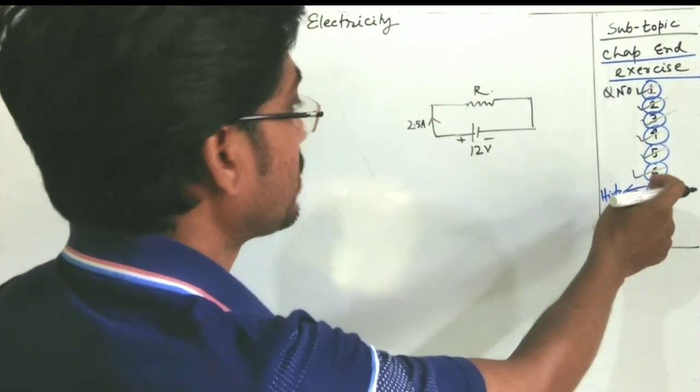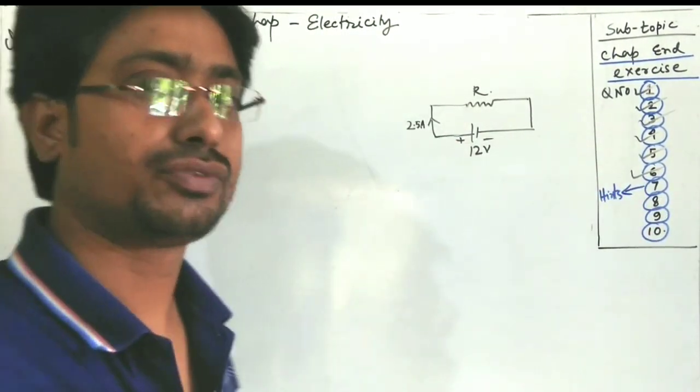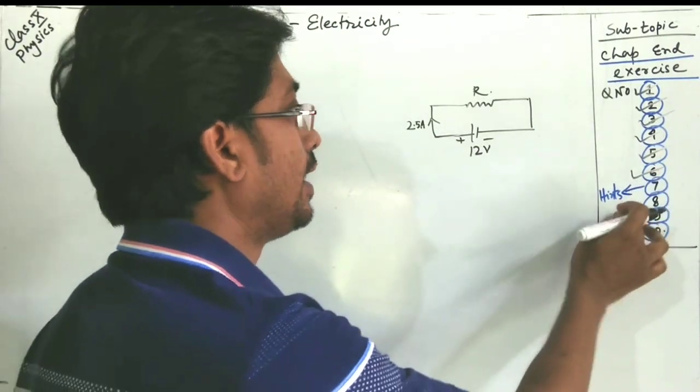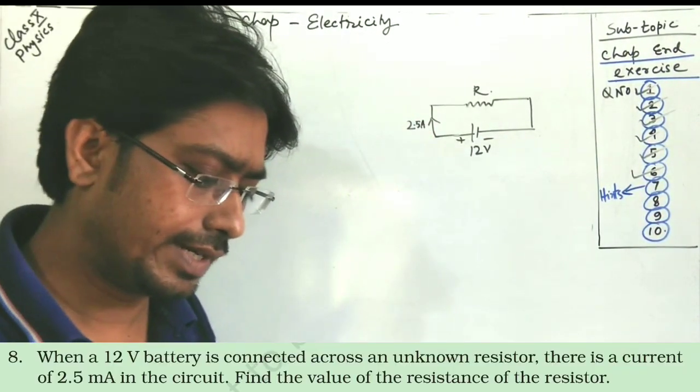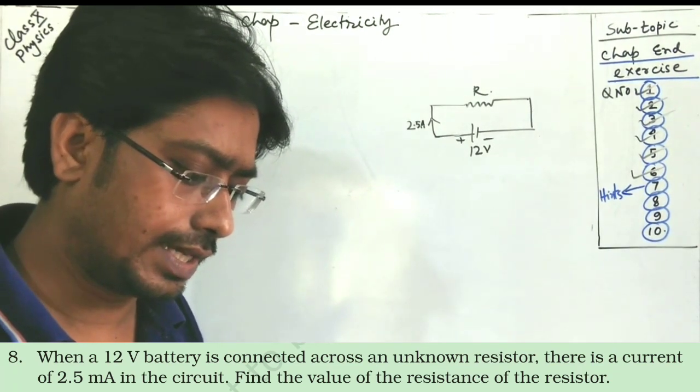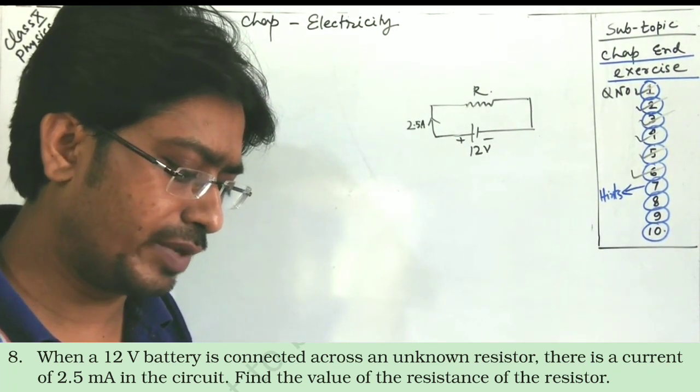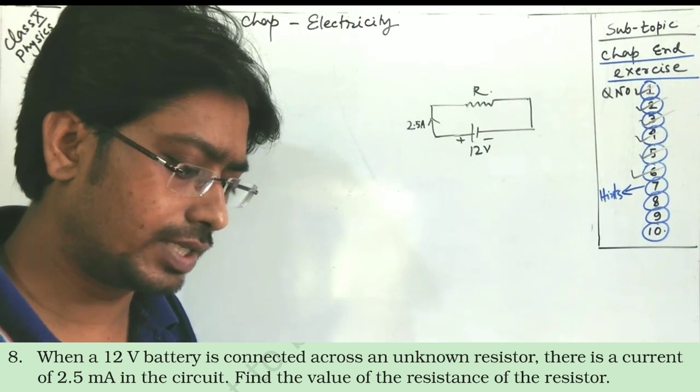Now this question 7, I have given you the hints, so do it at home. And now for question number 8. It is written, when a 12-volt battery is connected across an unknown resistor, there is a current of 2.5 milliampere in the circuit. Find the value of the resistance of the circuit.